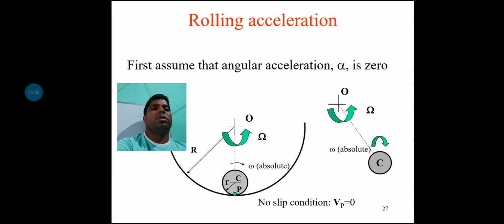Rolling acceleration: first we have to assume that the angular acceleration alpha is 0. So if I roll a body with an absolute angular velocity, there is no slipping. So, with the no-slip condition, Vp is equal to 0 and omega is also the absolute value.